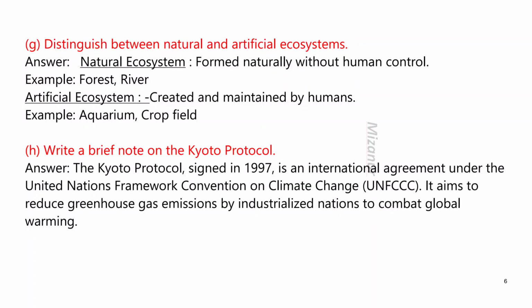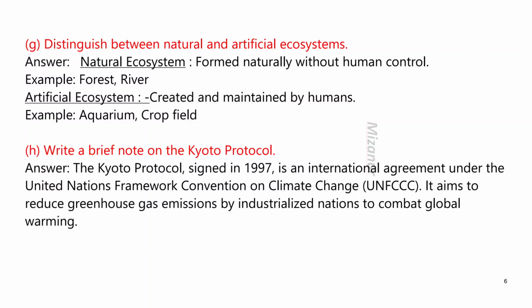Question G, distinguish between natural and artificial ecosystem. Answer, natural ecosystems form naturally without human control. Example, forest, river. Artificial ecosystems are created and maintained by humans. Example, aquarium, crop field, etc.